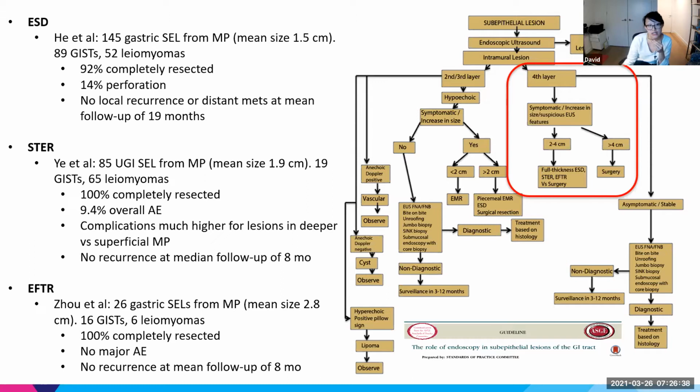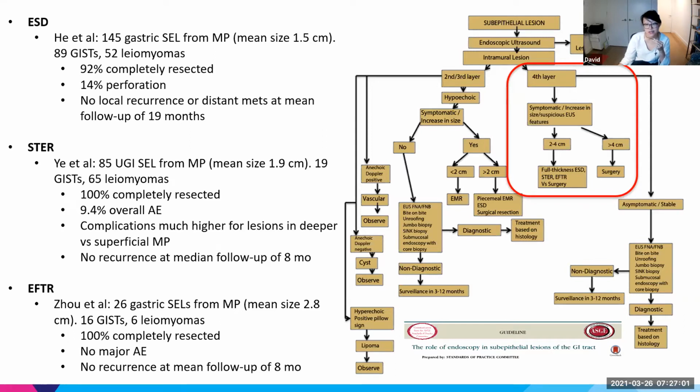Finally, endoscopic full thickness resection. The potential advantages include its applicability with larger tumors up to 4 centimeters, the ability to perform complete resection of lesions arising from the muscularis propria, and its performance in difficult to access locations such as the fundus and the proximal body.